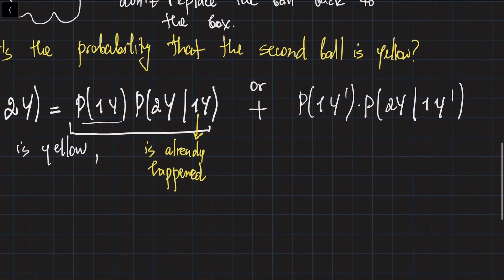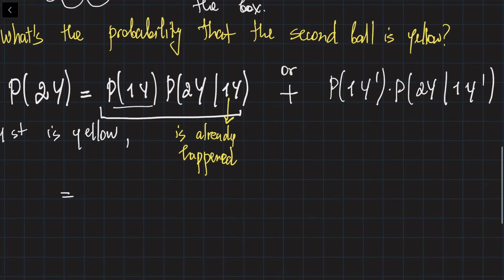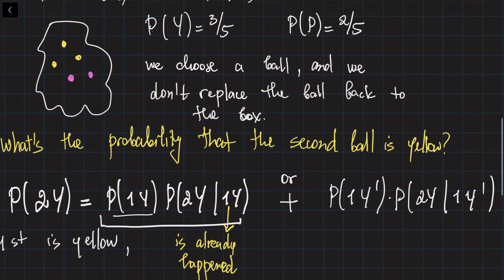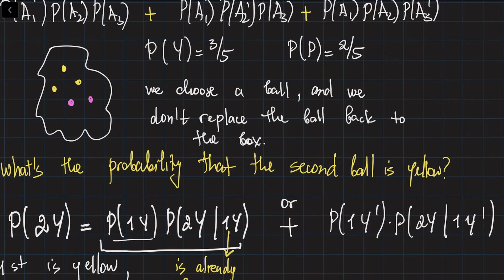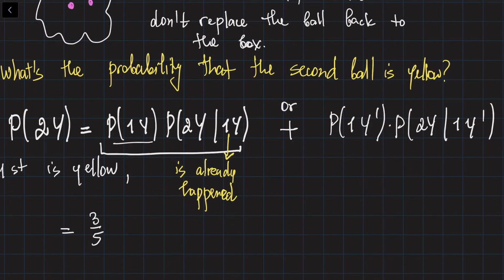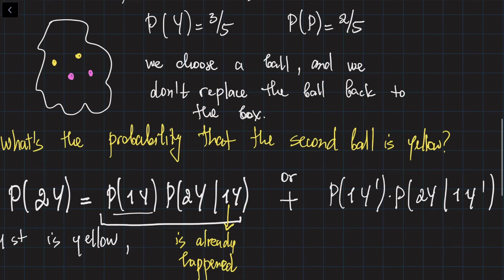So let's find the probability here. The probability that the first ball is yellow is 3 over 5. Now, if you choose one of the yellow balls and do not put it back, how many balls do you have? You have 4 balls, and 2 of them are yellow. So the probability that the second ball is yellow is 2 over 5, plus. So let's write down the other situation.